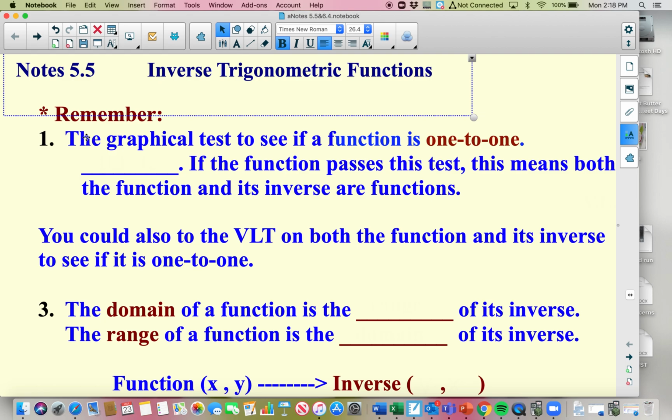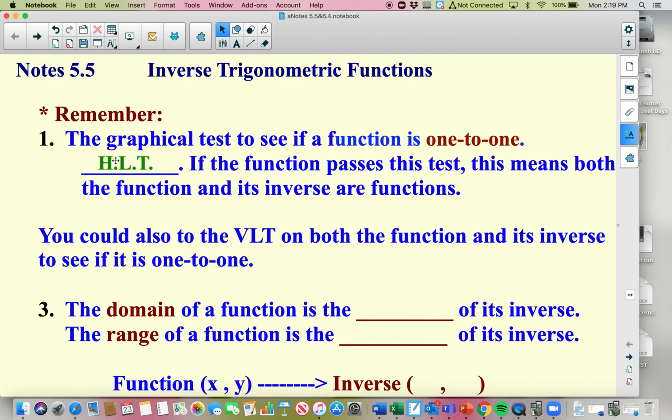The first is the graphical test to see if a function is one-to-one. If a function is one-to-one, both the function and its inverse are functions. So if you do the horizontal line test on the original function and it passes, then you know that the function is one-to-one, which means both the function and its inverse are functions. You could also do a vertical line test on both the function and the inverse to see if it's one-to-one. That's just an extra step, though, more work that you would need to do.